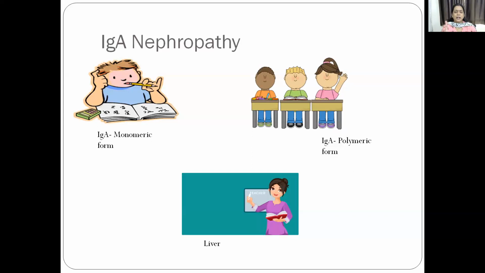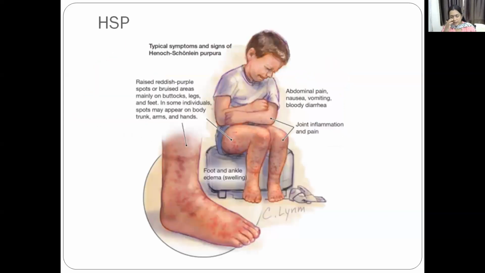The other thing I'm going to tell you is that the progression of this disease is very slow. Okay, just remember all these points regarding IgA nephropathy. The other IgA nephropathy is the Henoch-Schönlein purpura.